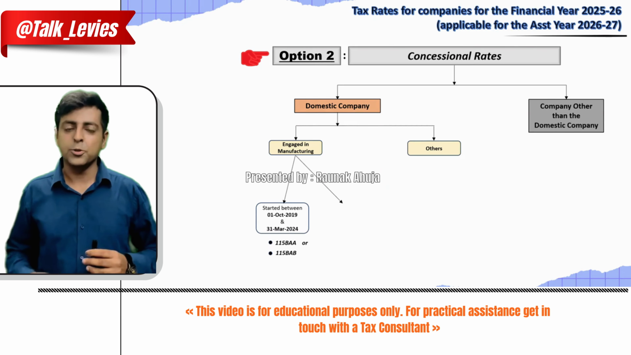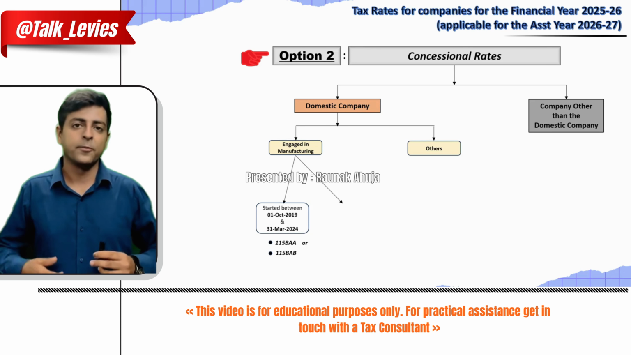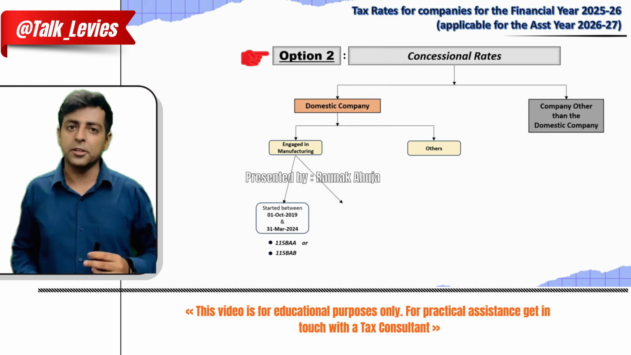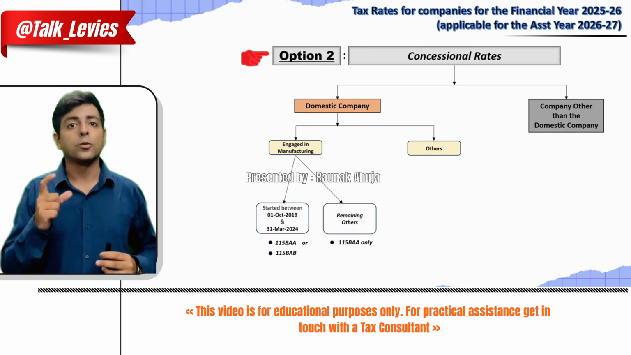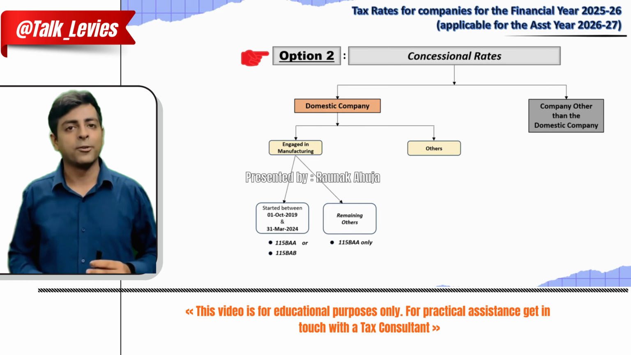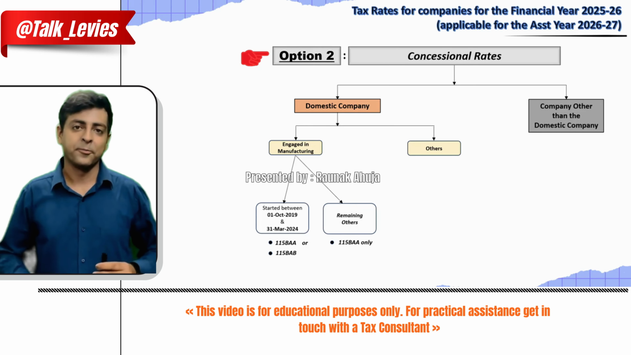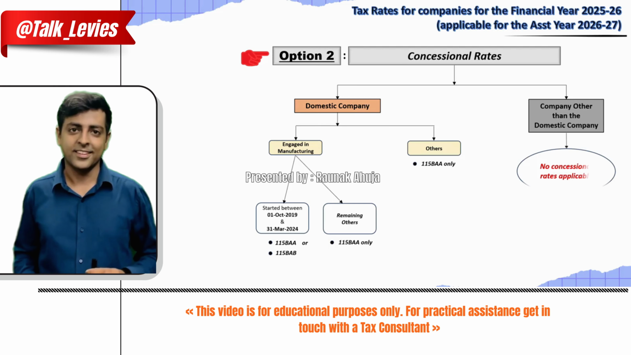Yes, the company will be having an option to choose from these two concessional rates of tax, that is as per section 115BAA or as per section 115BAB. However, they'll still have to comply with the conditions mentioned therein. Now, for all the other manufacturing entities who have not started their operations between this period, the only concessional rate of tax that would be available would be 115BAA. And for domestic companies who are not at all into manufacturing, for them also, the only concessional rate of tax available would be 115BAA. So this was concessional rate of taxes.